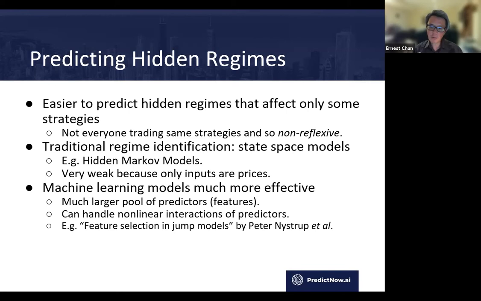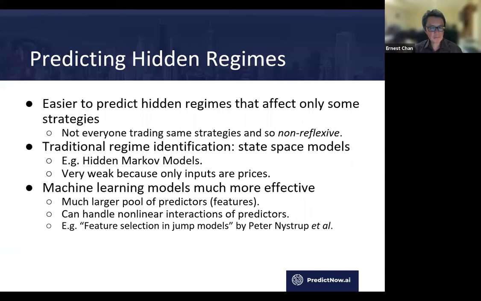So now, everybody wants to predict regimes, whether they're observable or not. There are many methods that have been proposed traditionally to make this kind of regime prediction. One of the more popular methods is state space models. A particular type of state space model is the hidden Markov model, for example. But these models have been very weak. They are not very predictive because the only input so far is prices. Right? The traditional hidden Markov model tries to use prices to identify hidden regimes, but because prices are just one dimension, these models are very weak.